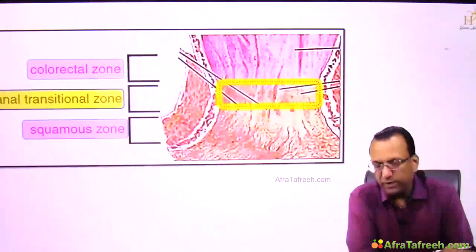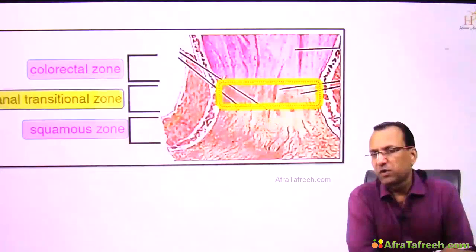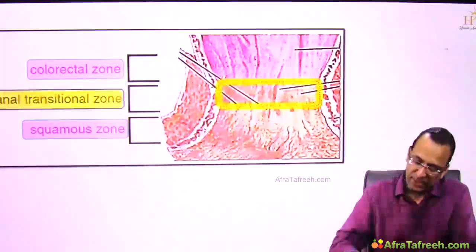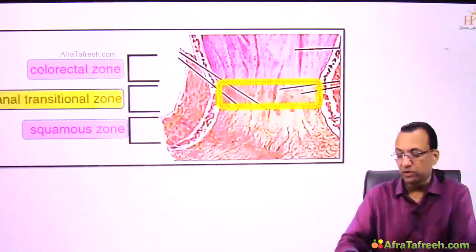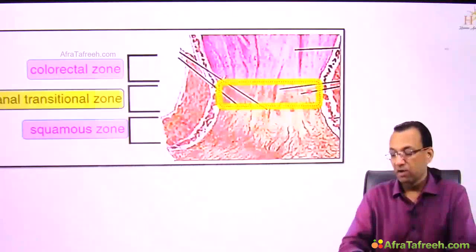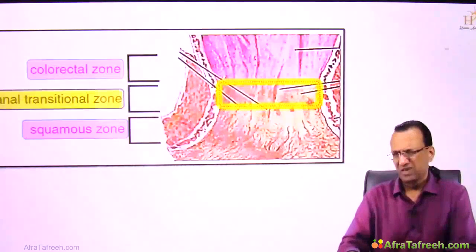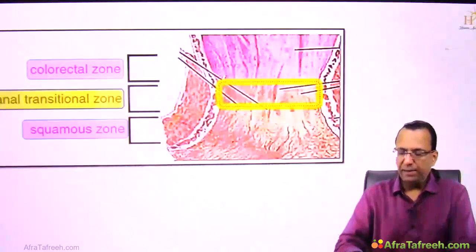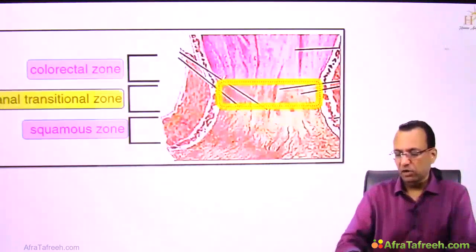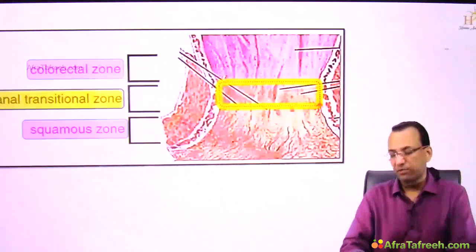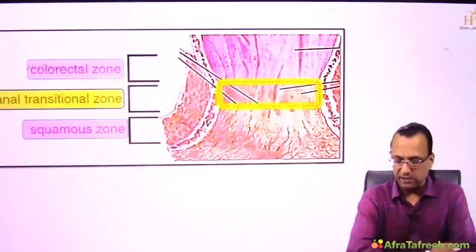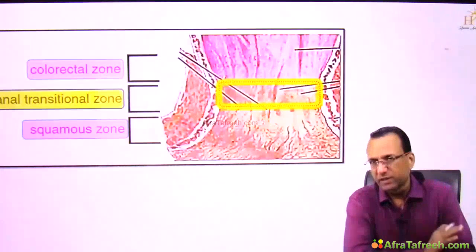Anal transition zone is called transition zone because what you find is the columnar epithelium will change into cuboidal epithelium, will change into squamous epithelium. Some transition will go on. What is that? In the beginning, it was columnar epithelium, which is changing into cuboidal epithelium, which is changing into the squamous epithelium, and some transition is going on. That's why it is called anal transition zone. Let's just show it ourselves.